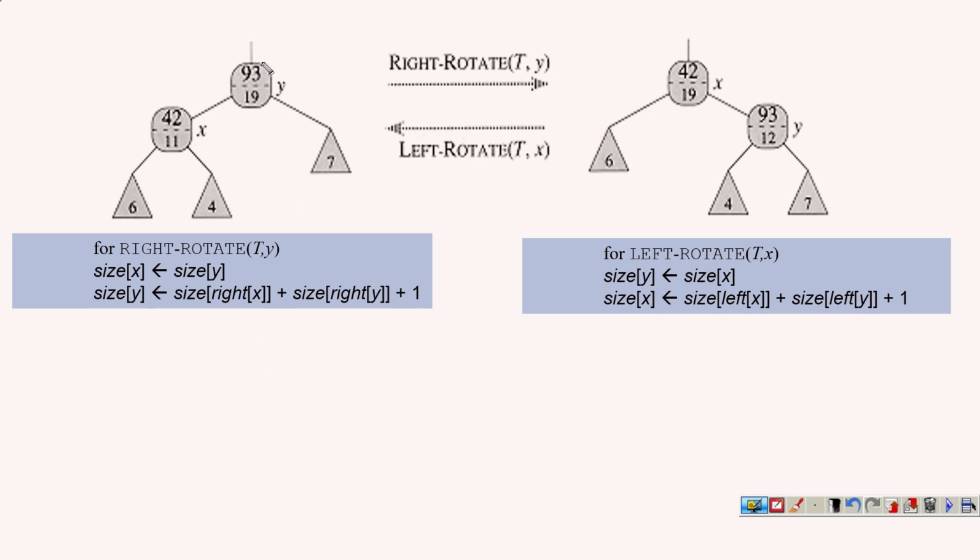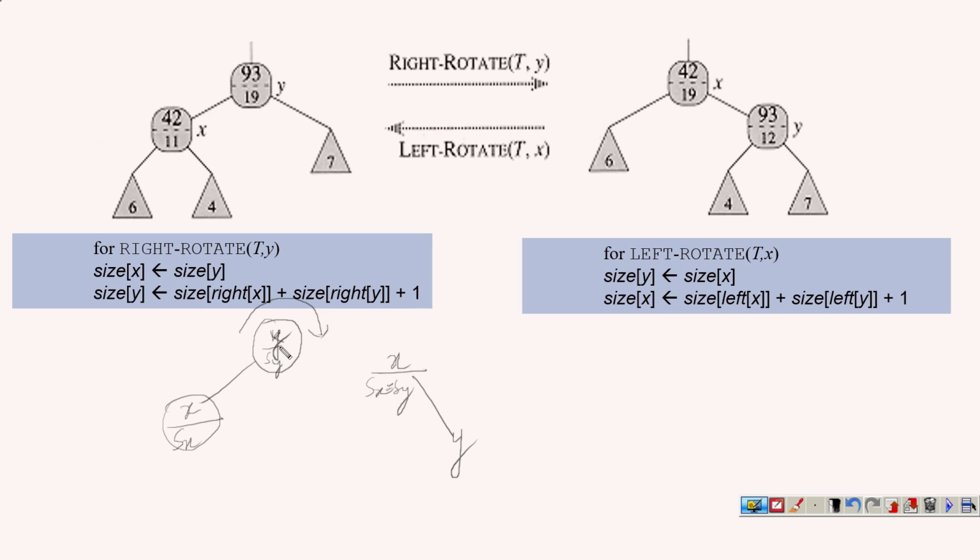Let us take this example. We have a node with a key value and a size. Let's say this is node Y and this is node X, and this is the size of Y and this is the size of X. We are going to do a right rotation. In that case, X will go up and Y will go down. Then the size of X will be the size of Y. Whatever size Y had is given to X.